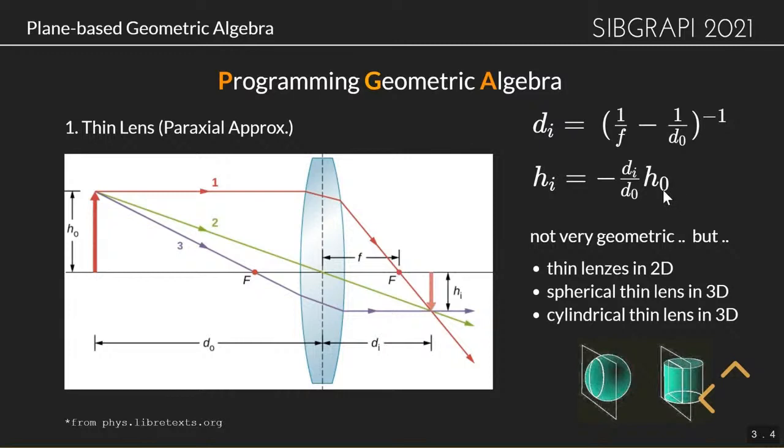So these formulas, obviously, they're not very geometric, but they do have some advantages because of the way it's set up and the way it's parameterized. You can use this as an approximation for thin lenses in two dimensions, as in the picture, for a spherical thin lens in three dimensions, or for a cylindrical thin lens in three dimensions. And you would basically get the same formulas. Now, of course, the difficulty is going to be finding these input H and D parameters. Given some randomly oriented lens of either of these two types, you will have some work cut out before you actually find D0 and H0 and can use these formulas. So we're going to do exactly this example, but we're going to do it in PGA, of course.